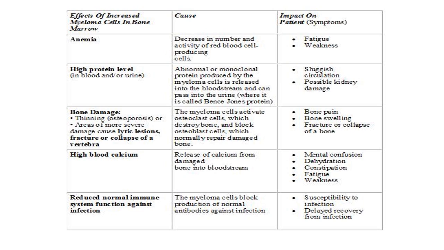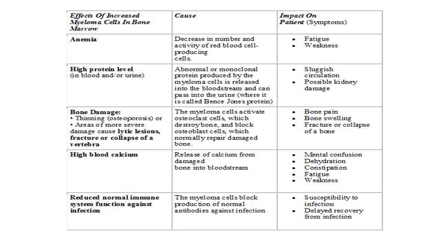Our high protein level in the blood and in the urine is caused by abnormal or monoclonal proteins that are produced by multiple myeloma cells and released into the bloodstream. And we do know that the protein in our urine is the Bence-Jones protein. The high protein level in the blood and in the urine can lead to sluggish circulation. We may have decreased peripheral pulses, and it can lead to possible kidney damage. So we need to monitor for renal failure and uric acid levels, and possibly treat high uric acid levels to prevent any renal calculi from forming.